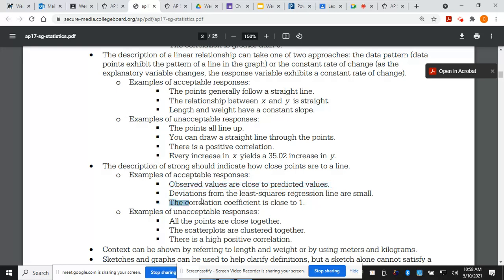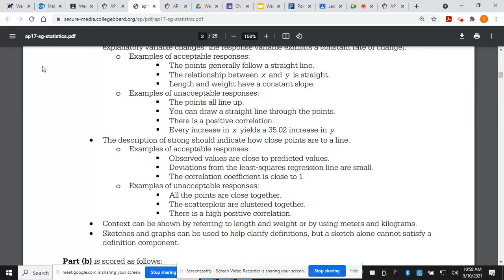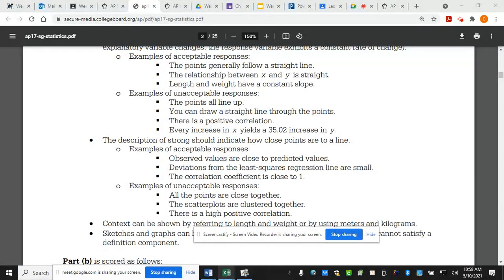I thought this was really weird that they said they accepted the correlation coefficient close to 1, but they did not accept there's a high positive correlation. I guess here was showing that you understood that high meant close to 1. I think this was a very weird problem, just that section of it.